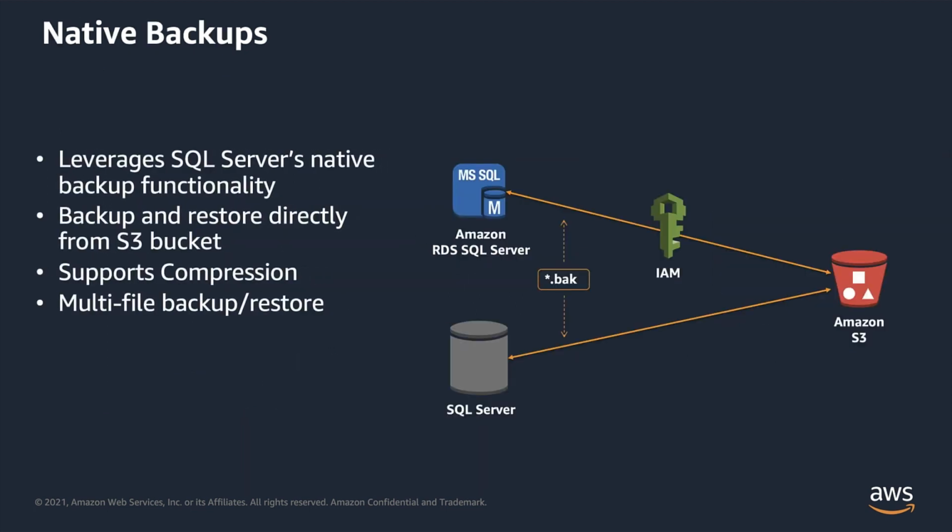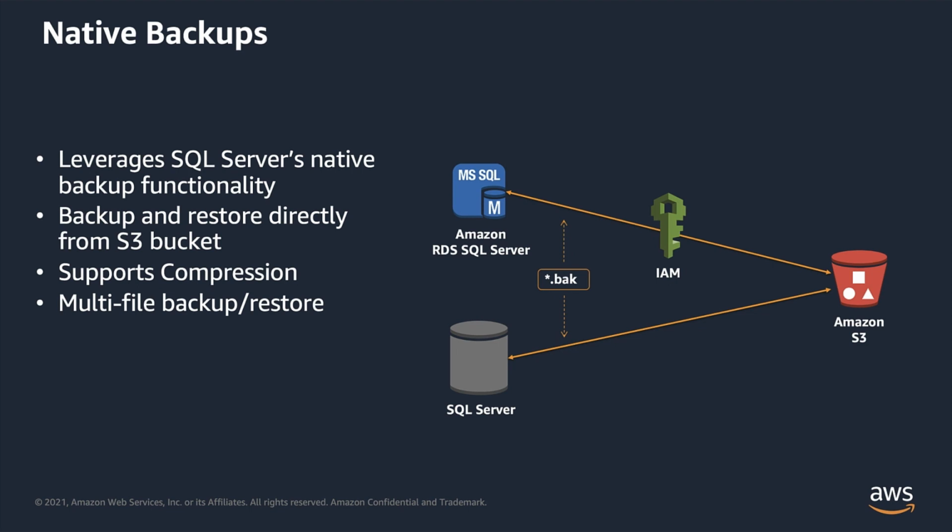RDS also allows you to backup and restore using backup files, providing you access to the SQL Server native backup functionality. This is commonly used to restore from on-premises or EC2 SQL Server backups into an RDS instance. You can backup and restore directly from an S3 bucket. It also supports compression and multi-file backup and restore.